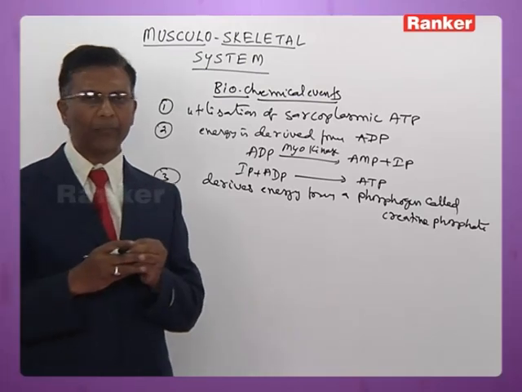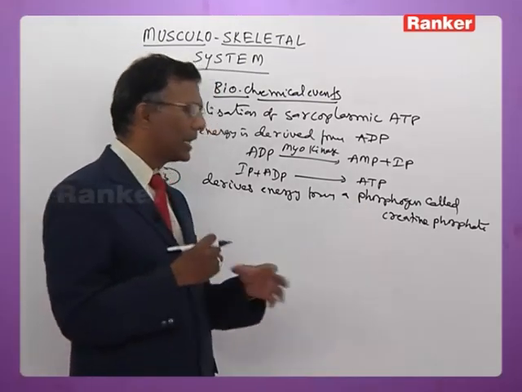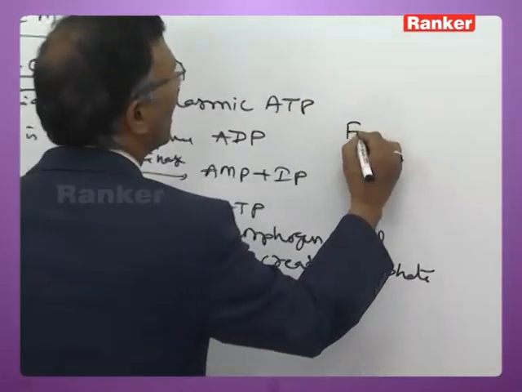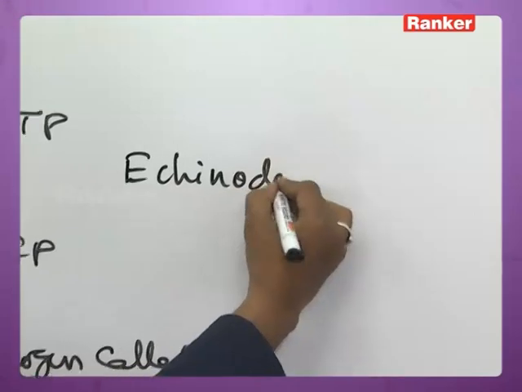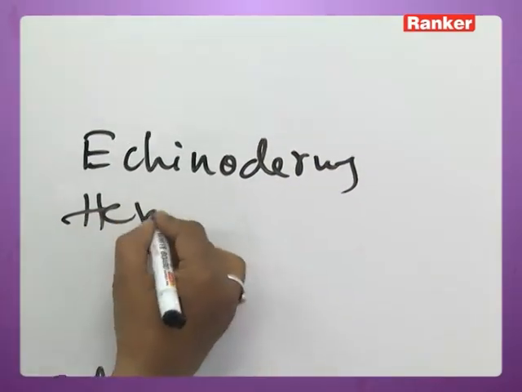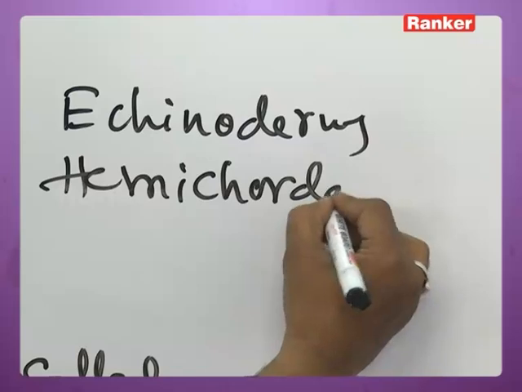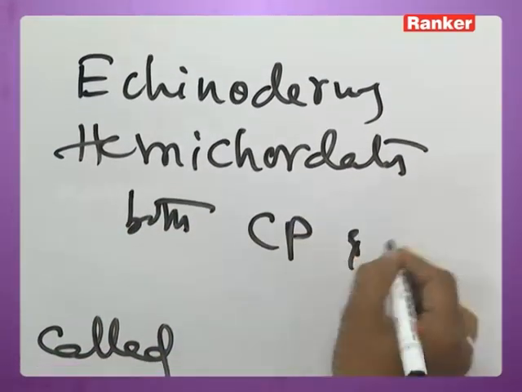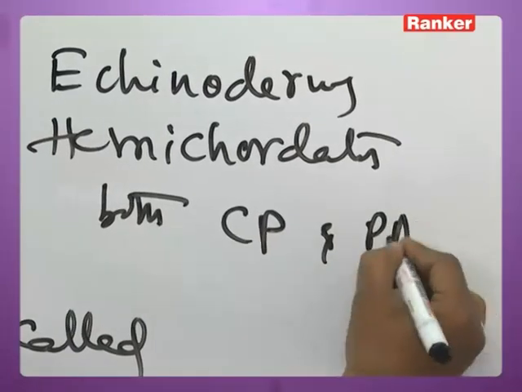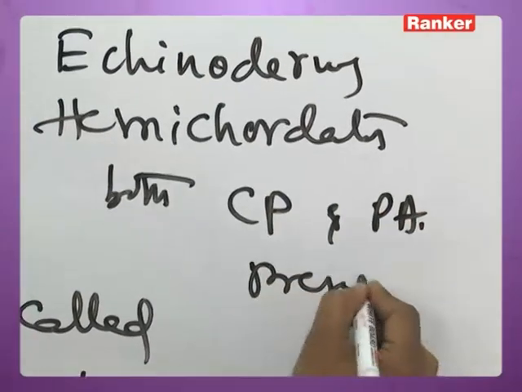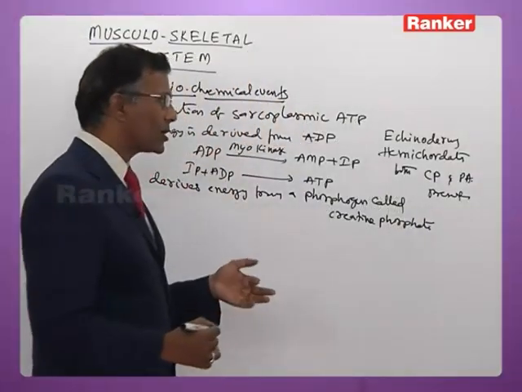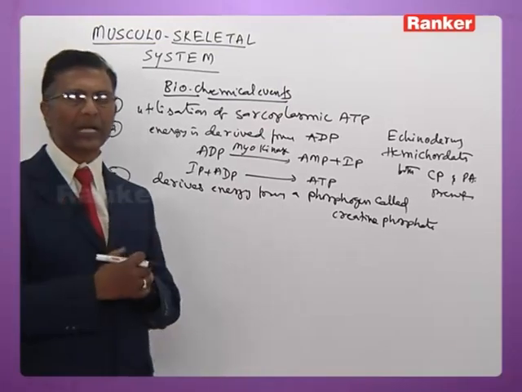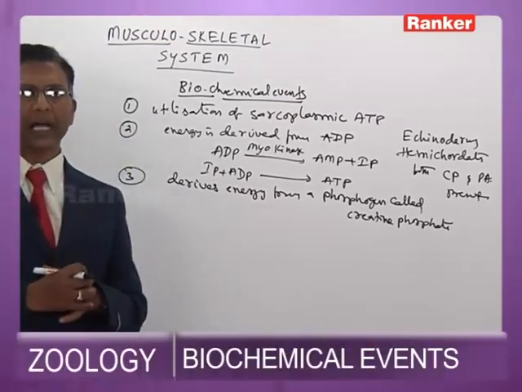In all three of them, the energy rich compound called creatine phosphate is present, and especially in the hemichordates and echinoderms, both CP and PA are present. Both creatine phosphate and phosphoarginine are present in echinoderms and hemichordates. That's why they are considered as a connecting link between chordata and non-chordata.